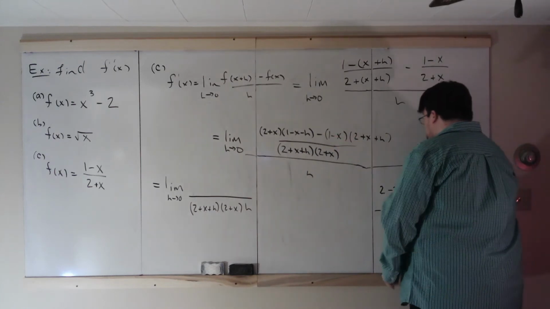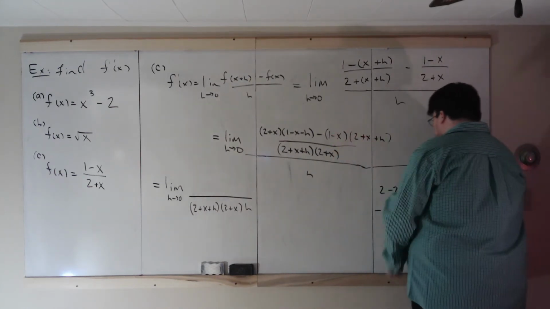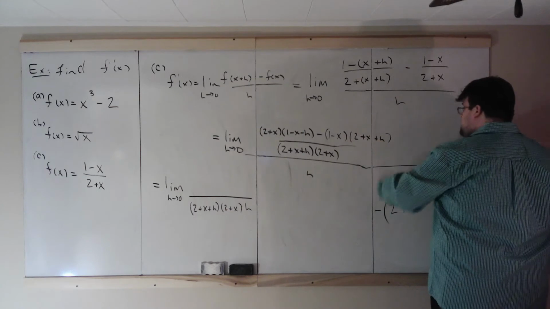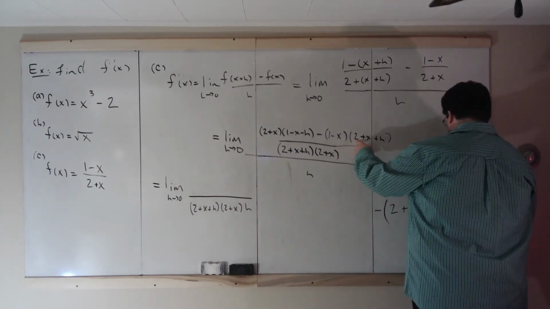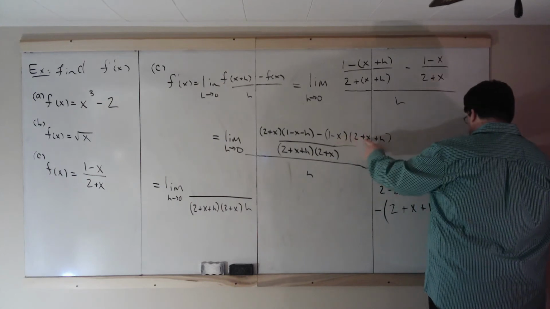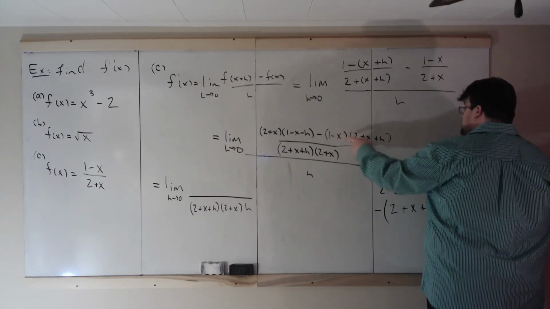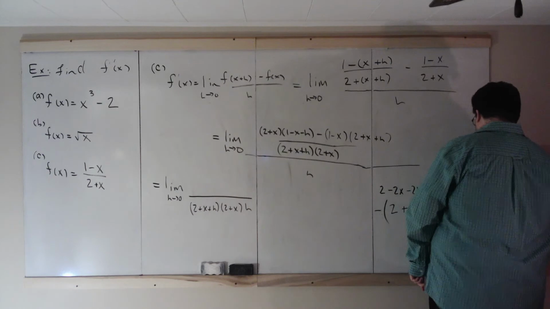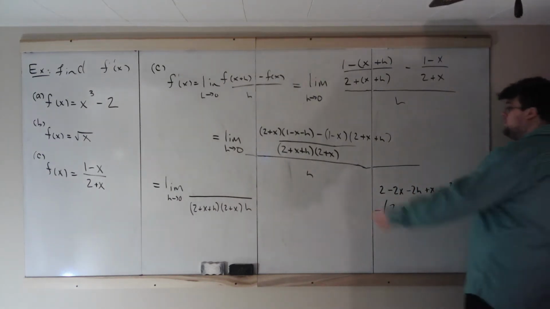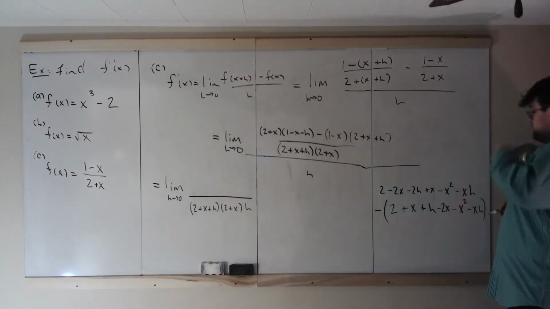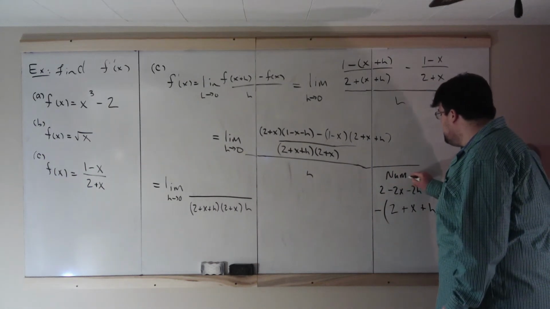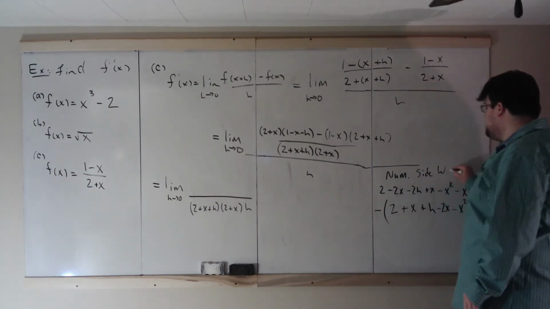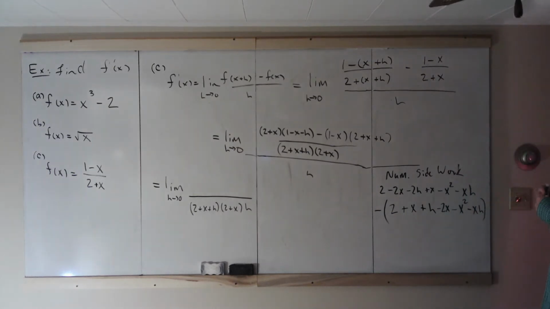1 times 2 is 2. 1 times x is x. 1 times h is h. Negative x times 2, negative 2x. Negative x times negative x, negative x squared. Negative x times negative h, negative xh. And remember, the second thing is all subtracted. So what do we have here? What cancels in this? So I'll say numerator side work. What happens here? What cancels?